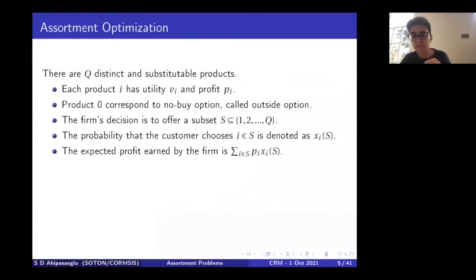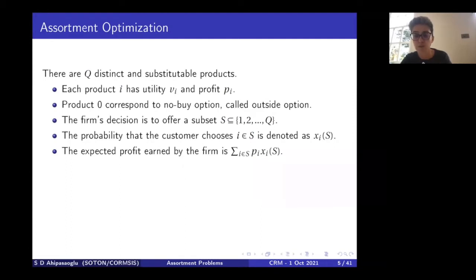So in particular, as I said, I'm looking at a very basic setup. We're going to have Q distinct products, which are substitutable. And for each product, we're going to assign a utility, and the deterministic component of this utility will be known to us, which we will denote by V_i.